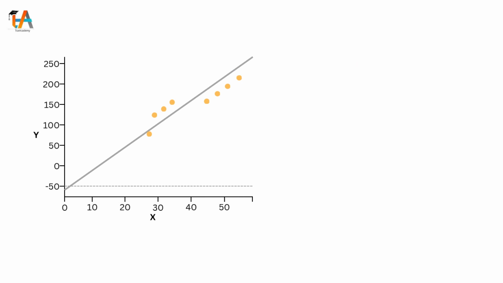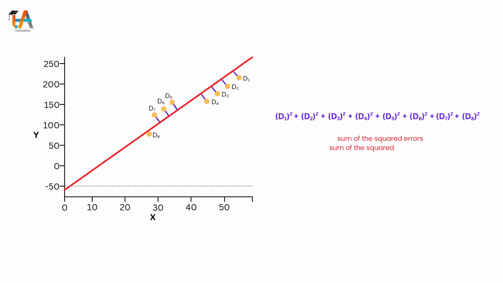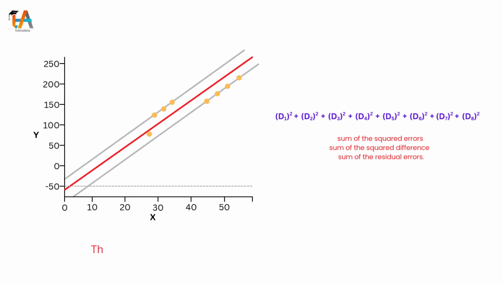Let's imagine we plot many different lines through the data points. Let's take a line. We calculate the difference between each data point and the line. Take each difference as D1, D2, D3, D4, D5, D6, D7 and D8. Then square each difference, and then sum all of them together. This is called the sum of the squared errors, or sum of the squared differences, or sum of the residual errors. Suppose we do it for each line. The line that gives the least value of the sum will be our best fit line.